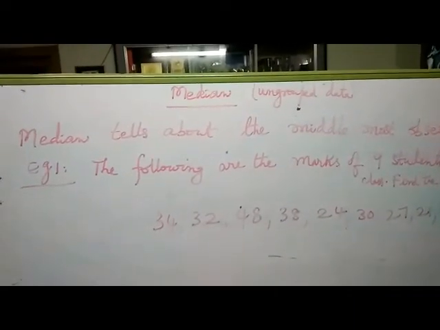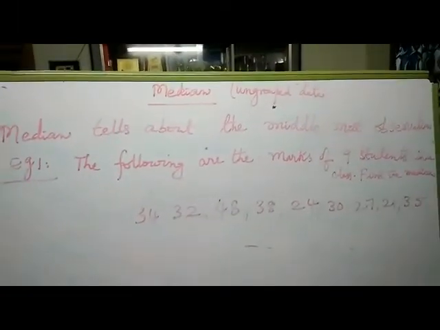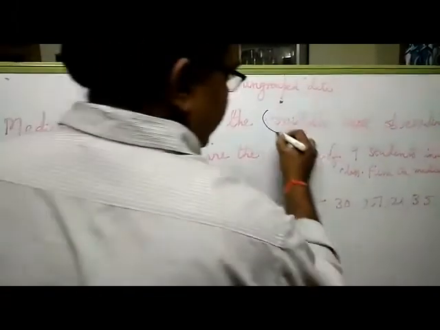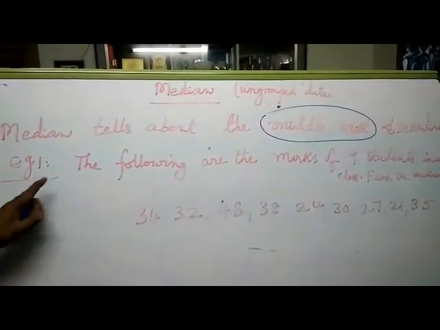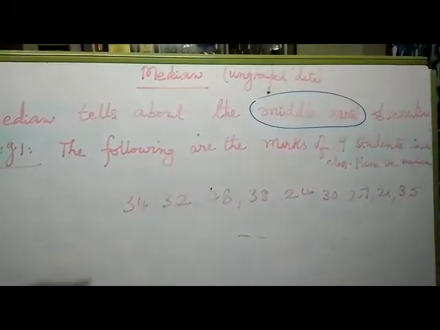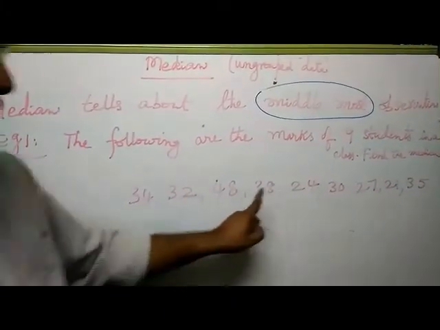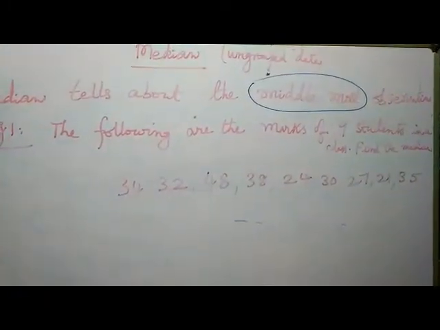Median for ungrouped data. What is median? Median tells about the middlemost observation. Example: the following are the marks of 9 students in a class. Find the median. 34, 32, 48, 38, 24, 30, 27, 21, 35.